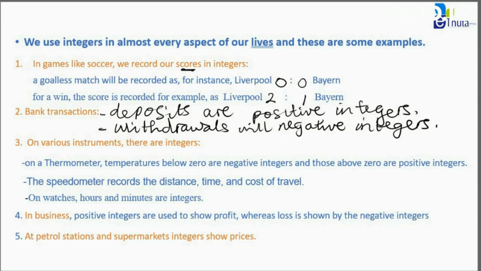So you see. Number three, on various instruments, there are integers. Almost all instruments you can think of will have integers on them. For example, on a thermometer, temperatures below 0 are negative integers. And those above 0 are positive integers. So on a thermometer, there are both positive and negative integers.